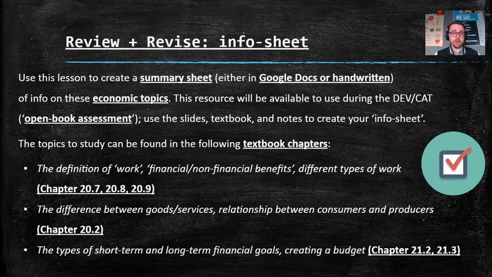So in the past, I've had you guys make these little summary sheets for like practice tests or a pre-quiz, something like that. This one will be actually usable for your Dev and for your Cat. It's an open book assessment. So I encourage you to use the slides, textbook, and notes to create your info sheet. The more you put into that piece of paper, the less time you'll be wasting scrolling through your textbook or looking through the slides, trying to rush through your assessments. So this will be a very valuable resource for your assessments, hopefully, if you put in the effort.